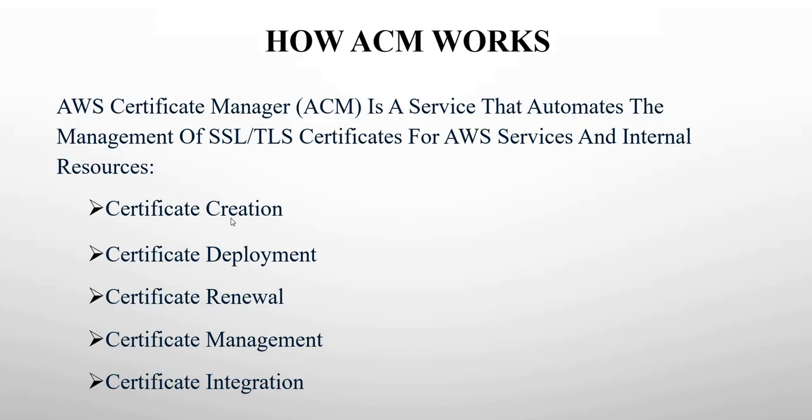ACM can issue certificates directly or import the certificate from third parties. The next is certificate deployment. ACM can deploy certificates on AWS resources like Amazon CloudFront, Elastic Load Balancers, and API Gateways. And certificate renewal. ACM can automatically renew the certificates or send email notifications when they are about to expire.